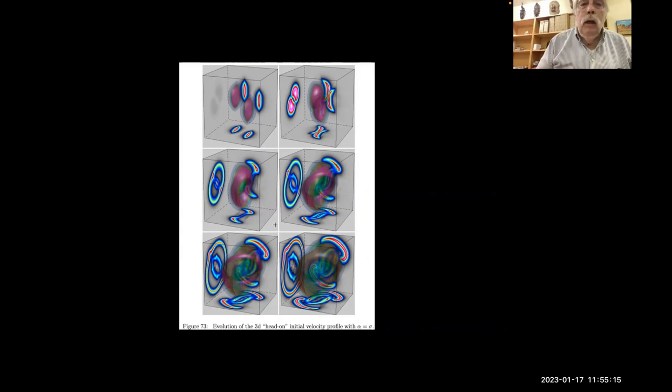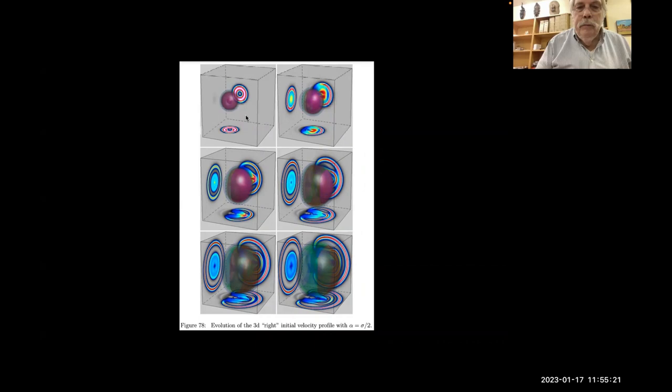Okay, this one here, I think this is a sphere. This is a sphere. Yeah, because you can see that it's developing this.